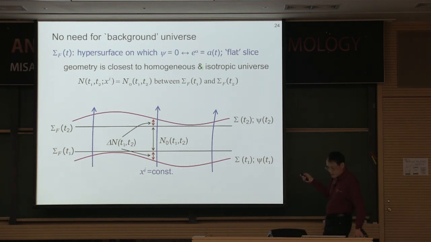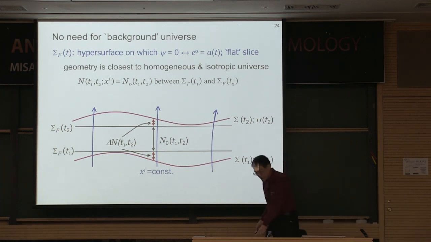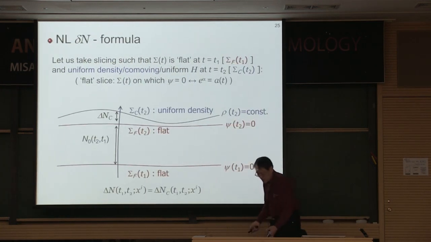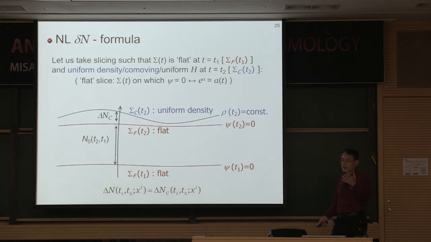But again, this is because of, in some sense, a gauge artifact. I mean, you choose the gauge where the data vanishes. So that's another way of choosing a gauge. Now, let us take the slicing such that the initial slice is flat, as we already did, and the final slice to be uniform density.